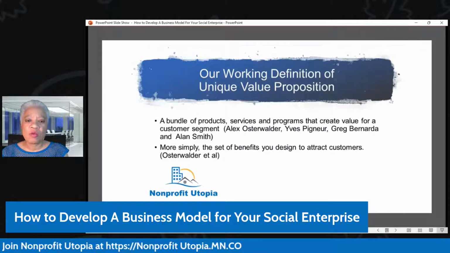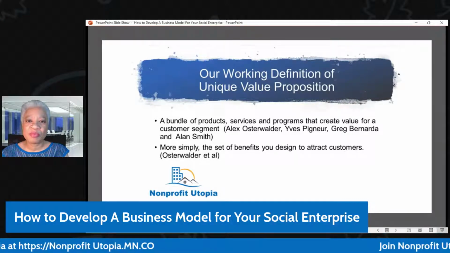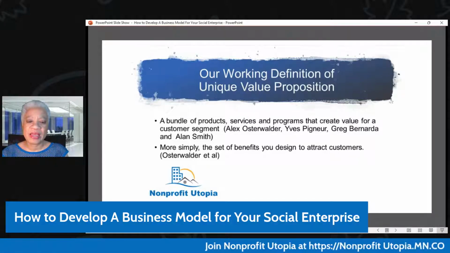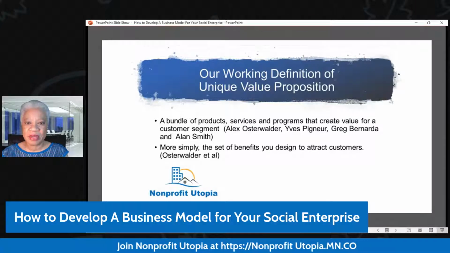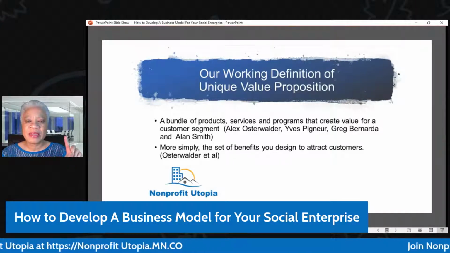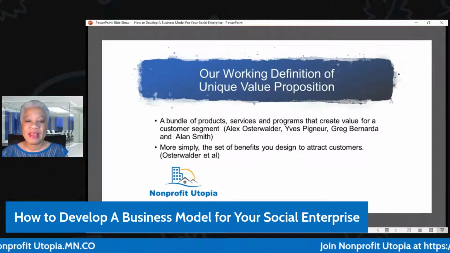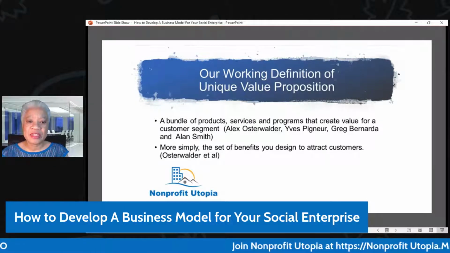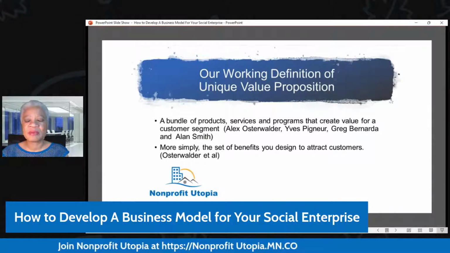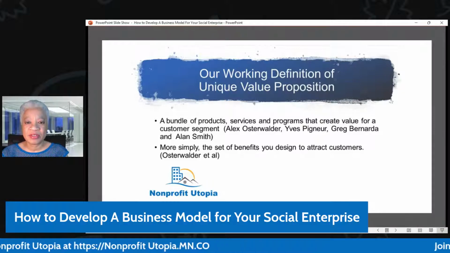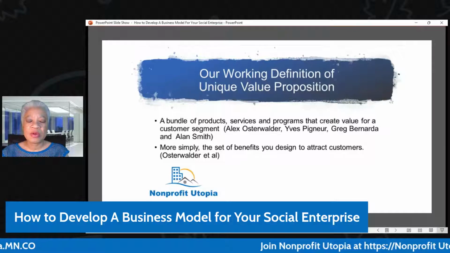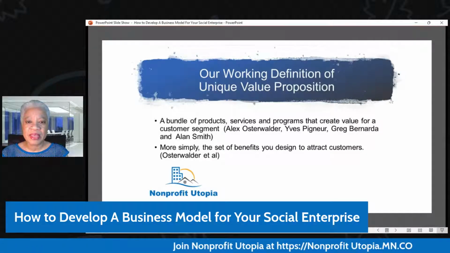So for today, our working definition of a unique value proposition is a bundle of products, services, and programs that create value for a customer segment. And remember, it doesn't create value unless people need it and they're willing to pay for it. And your value proposition is really going to take into account your customer profile. And when we talk about your customer profile, this is your ideal customer. You want to be able to know that customer well enough to understand what he or she goes through on a day-to-day basis.